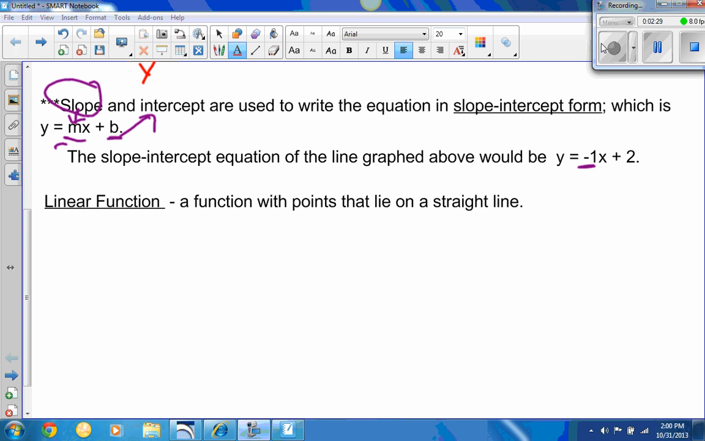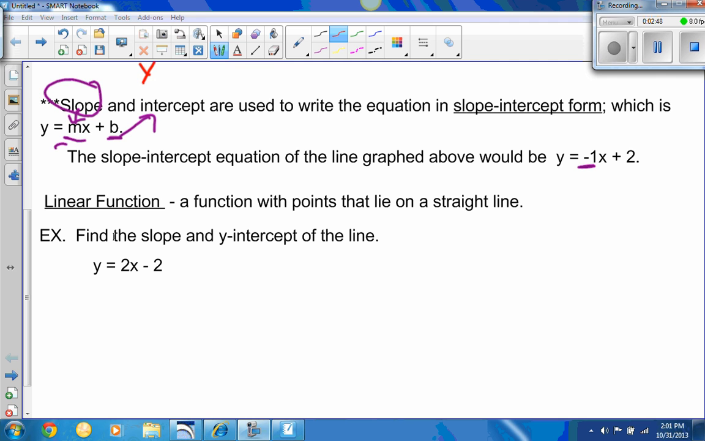So then linear functions. We talked about linear equations in the last chapter. A linear function is the same concept. It's just a function that has points that lie in a straight line. Linear means when you graph it, it's going to look straight. It's the same thing with functions.